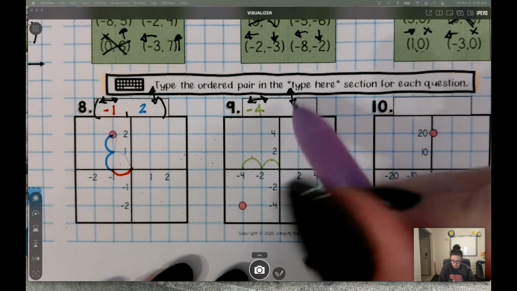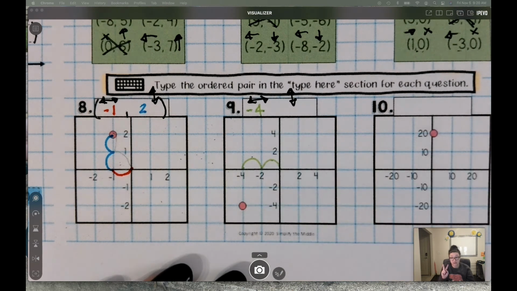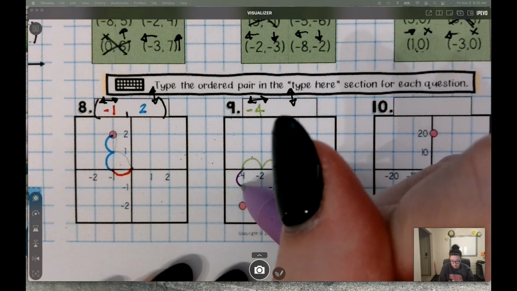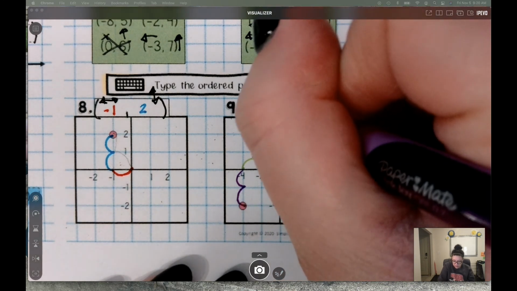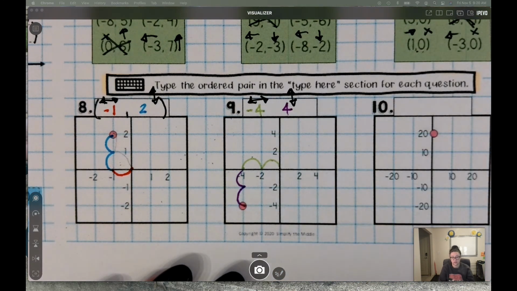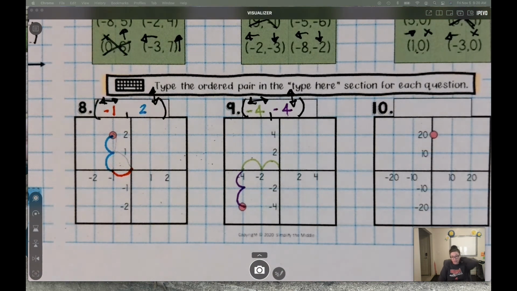And then I need to go up or down. I have to go down to get to my point. And again, I'm counting by 2s. So I'm going to count 1, 2, 3, 4. Is that 4 going to be positive or negative? It's negative because we went down. So I put in my parentheses and my comma. That point is negative 4, negative 4. Pause the video. Try 10 on your own.